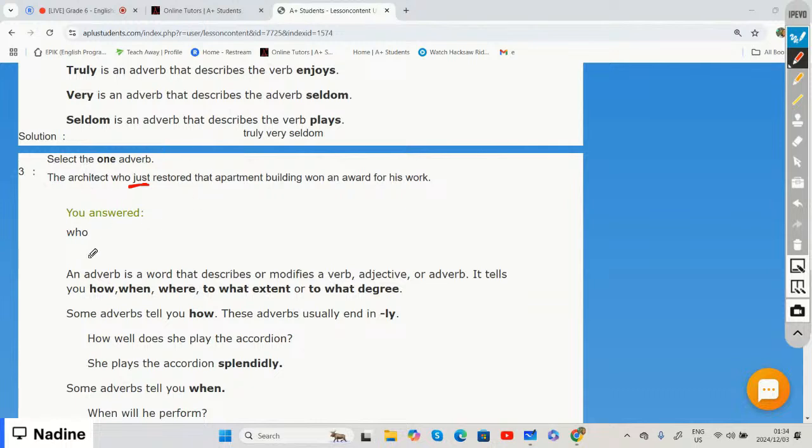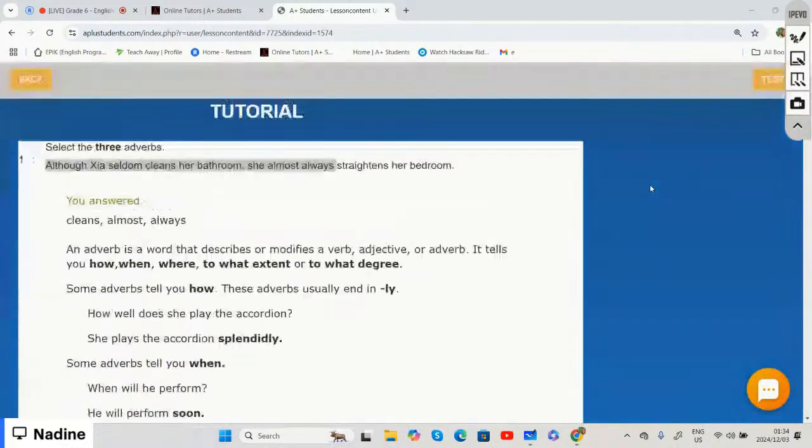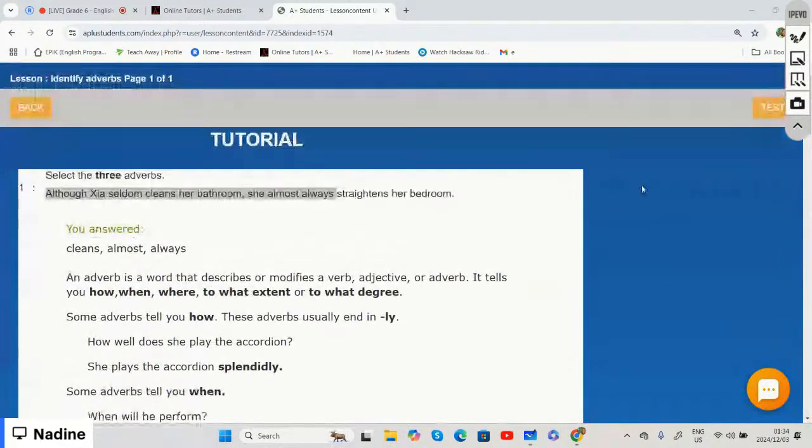All right, so now we're going to our test. We're going to identify our adverbs. We're going to identify the adverbs.